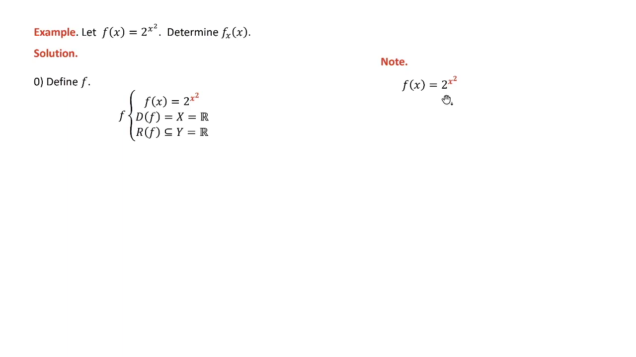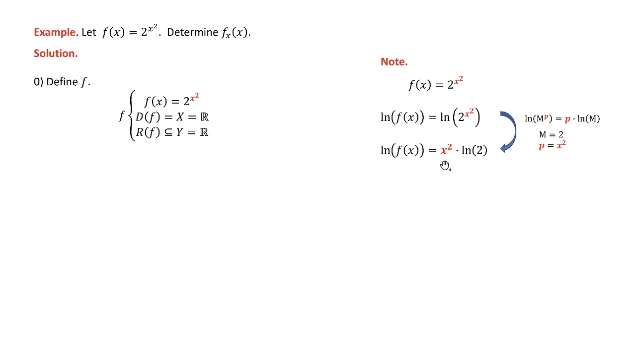So here's our function rule. This is in the form of a base to a power, where the base is 2 and the power is x squared. So what I want to do is apply the logarithm to both sides. Now the power rule for logarithms looks like this. Again, in our problem, we had a base of 2 and the power is x squared. So we just plug in. Log of 2 to the x squared is going to be x squared times log of 2. And that's how we derive this step.